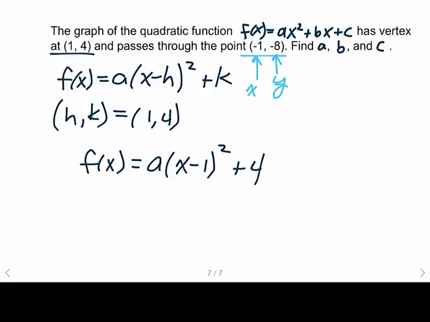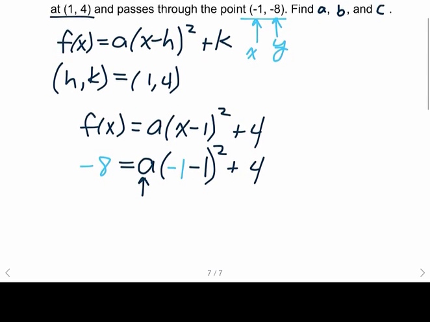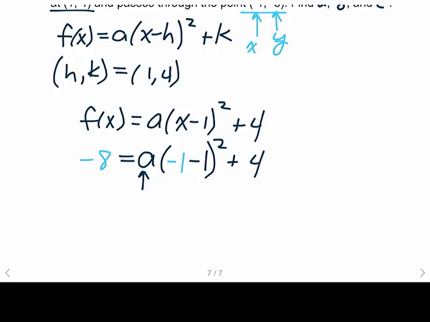So f of x is y. We're going to put a -8 there. And we're going to say that that is equal to a times the quantity of x is -1. H was 1, so -1 minus 1, quantity squared plus 4. Notice that we have now an equation with only one unknown, and that is a. So we're first going to simplify and then isolate a. I have -8 is equal to a times -2 squared plus 4.